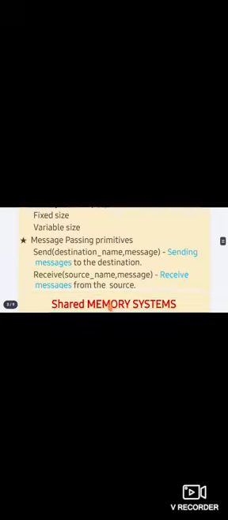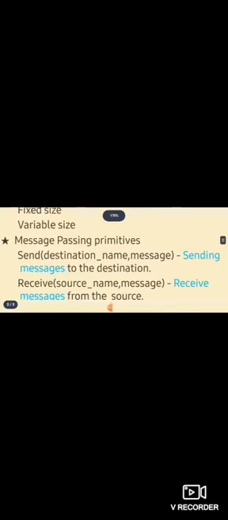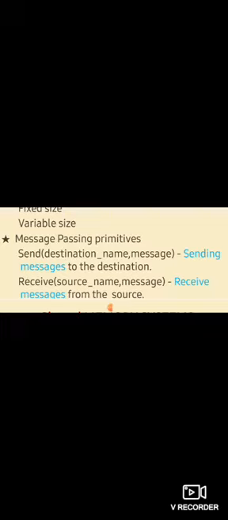Then message passing primitives. We have two message passing primitives. The first one is the send primitive. The send primitive means the message is going to reach the destination name, so what we send is a message. Sending messages to the destination is the send primitive. The other primitive is the receive primitive, where we get the message from the source name. Receiving messages from that source is the receive primitive. So we have two primitives: the send primitive and the receive primitive.